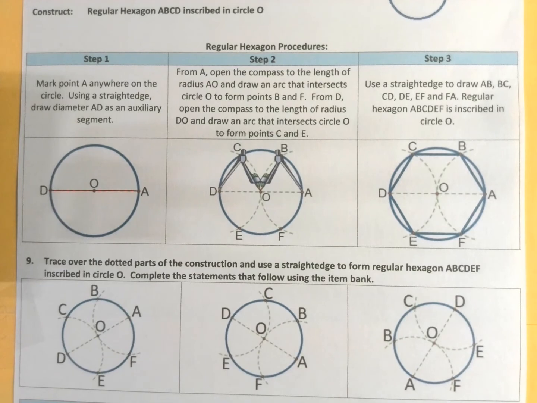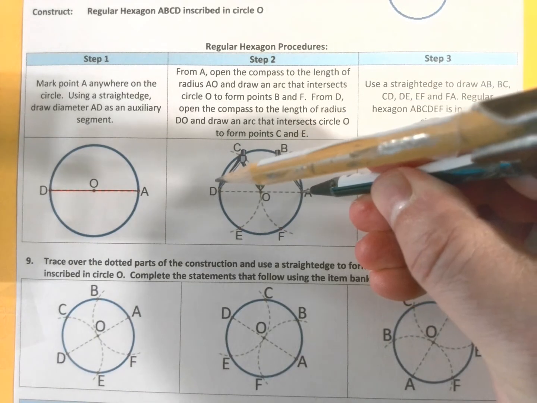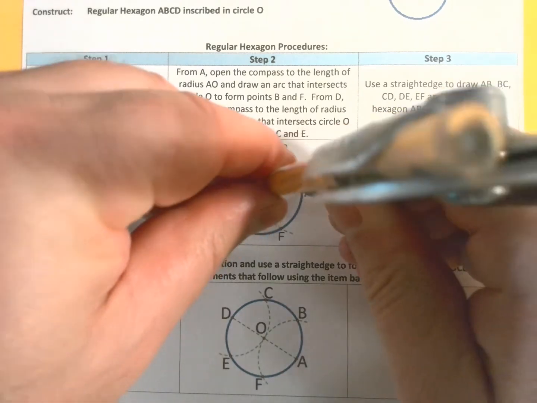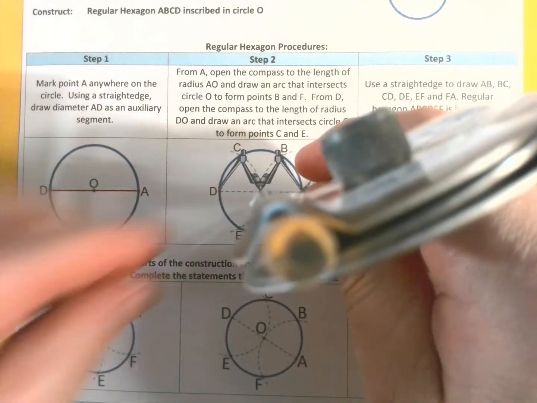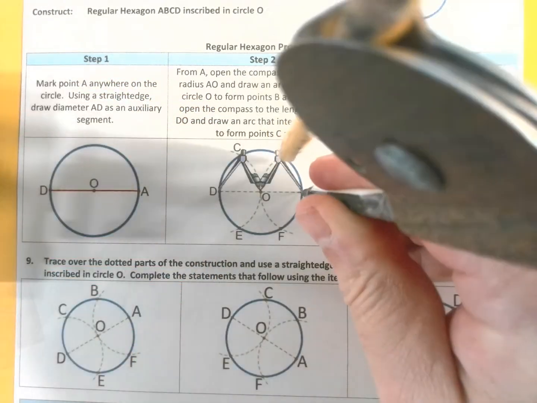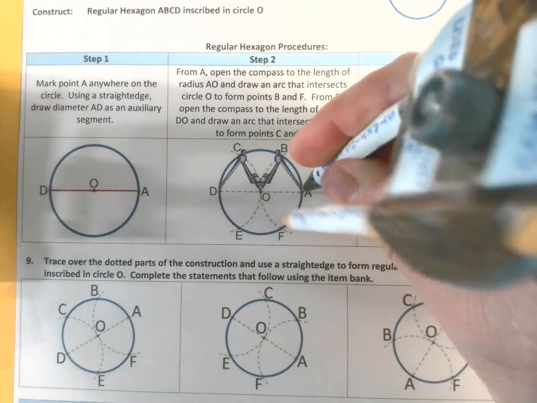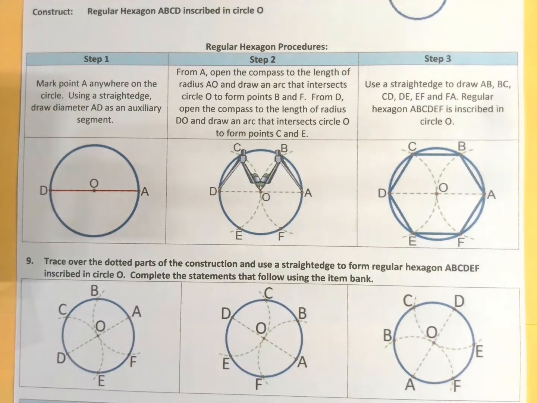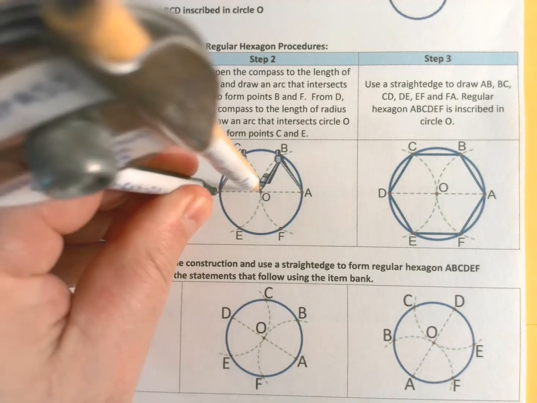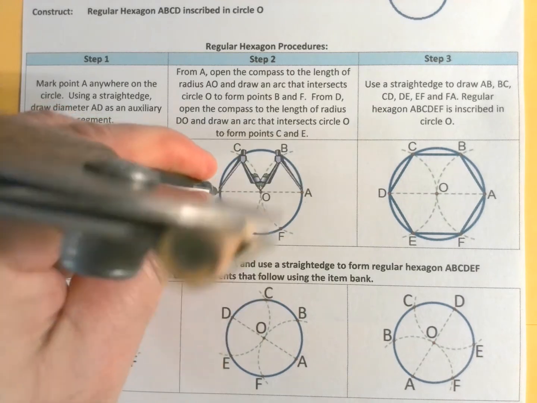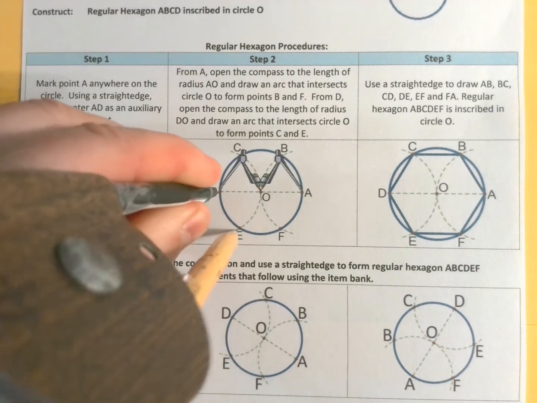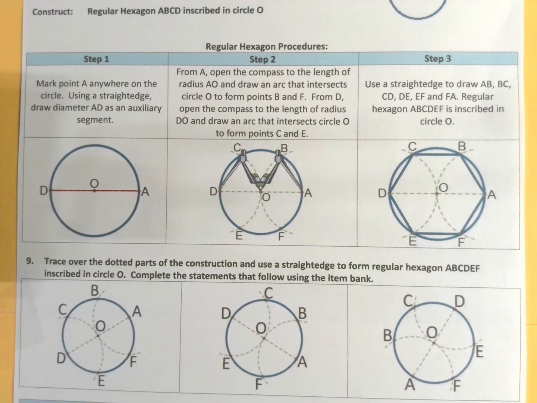So the first thing we're going to do is start at point A, which is this point here. You extend your compass from A to O, and then you draw this arc. When you draw this arc, you form B, and you form point F. And then you maintain that distance, and you go from D to O, and you form this arc so you can get point C and point E.